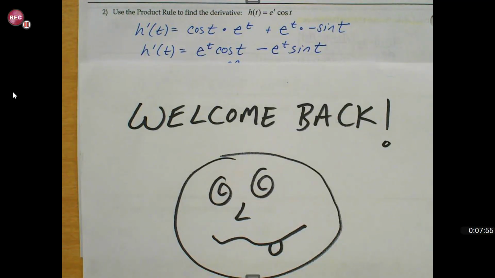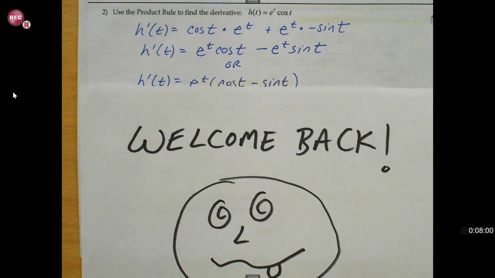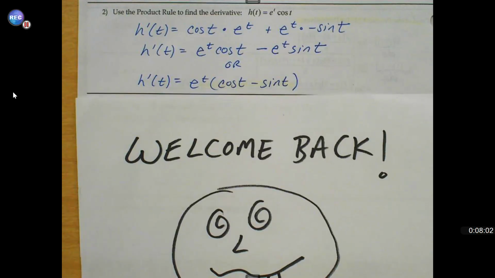Or sometimes in multiple choice questions, you might see the answer written in factored form. So you could always take the e to the t out and write it that way.